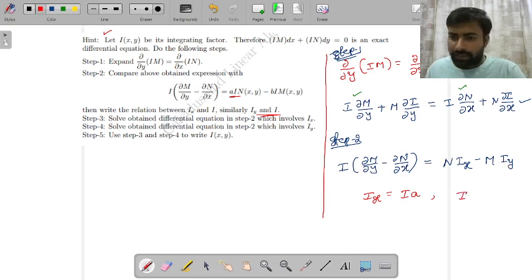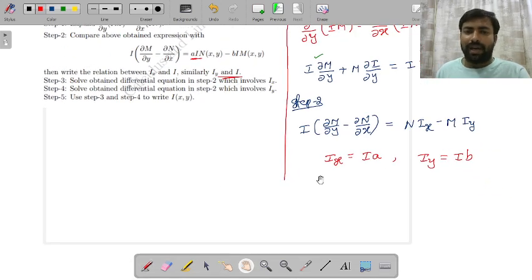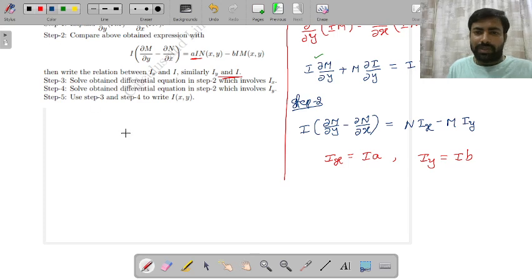So that is iy equal to ib, right? In place of ix we have ia, in place of iy you have ib. So now you have two differential equations. So one, that is ix equal to ia, or in other words, let me write a into I, right? So in step 3 they are saying solve the obtained differential equation in step 2, which involves ix. Yeah, so this is the differential equation which involves ix.